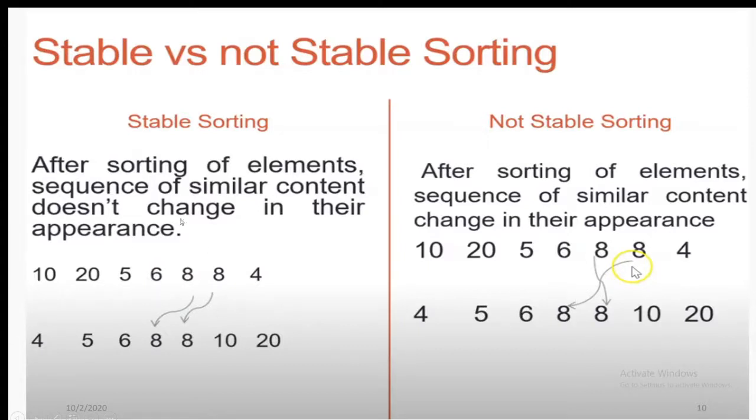As it's mentioned in the definition, after a sorting algorithm the sequence of similar content doesn't change, but here similar content changes in its appearance. So you can see here this 8 occurs here and this 8 occurs here, but in this one this 8 occurs after and this 8 occurs before. So stable means the sequence remains the same, while in non-stable the sequence doesn't remain the same.